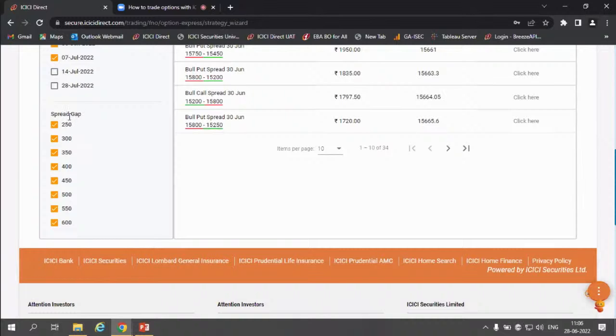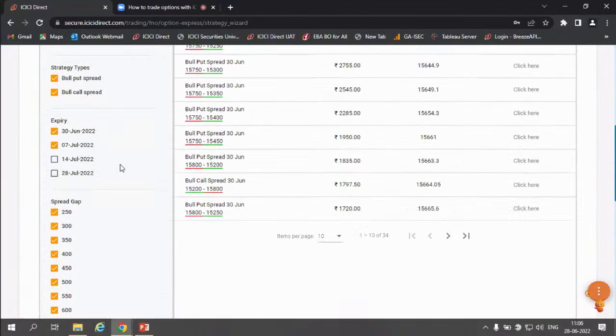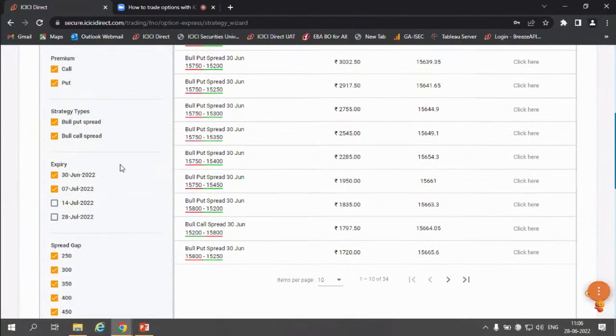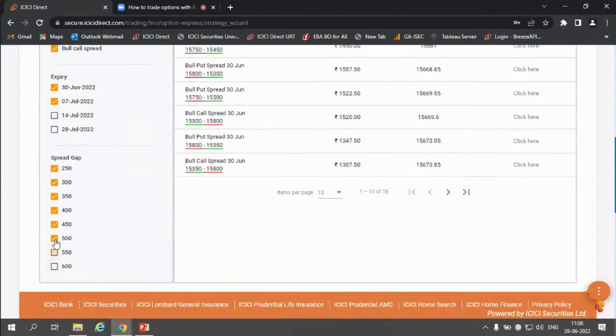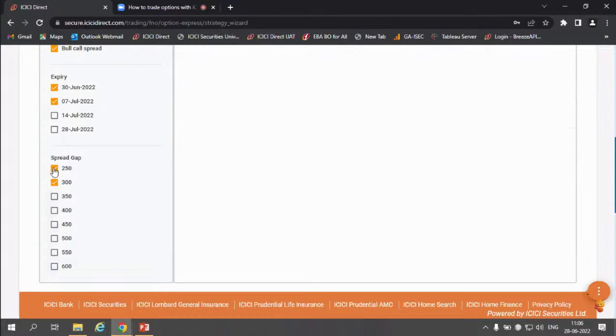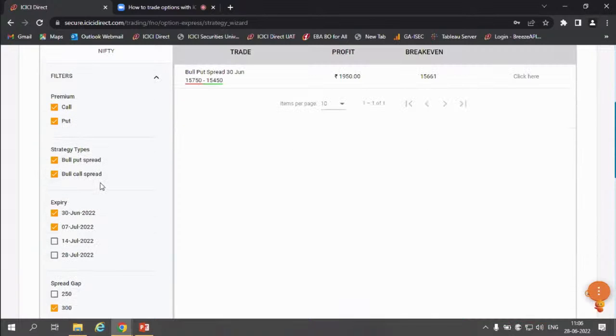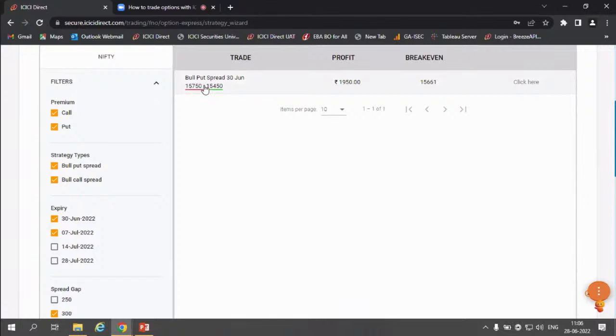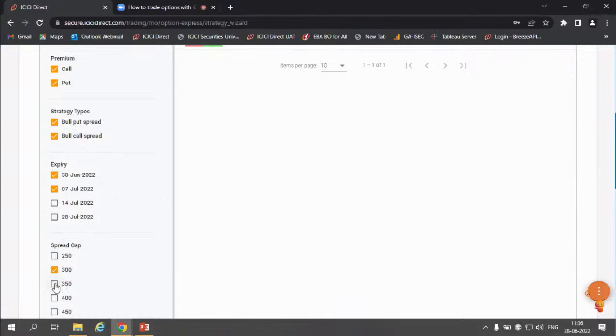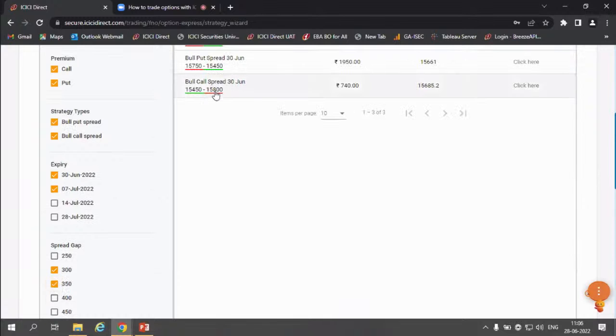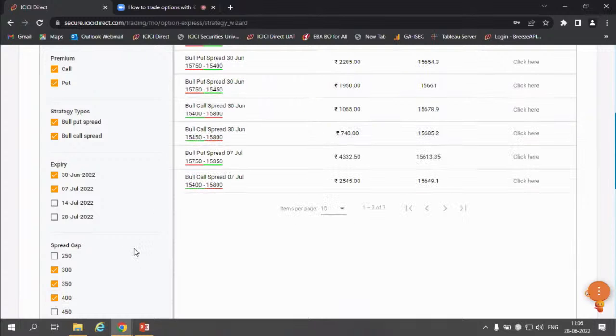Next, on the left hand side is the spread gap. This is nothing but the gap of the spread. Let me give an example. Let me untake this for ease of understanding. Let's say I'm going with 300. 300 is a bull put spread. It is giving me an example of 15,750 and 15,450. The difference between the two strikes is 300. If I click on 350, it gives me another spread with a difference of 350, another spread with a 400 gap, and so on.